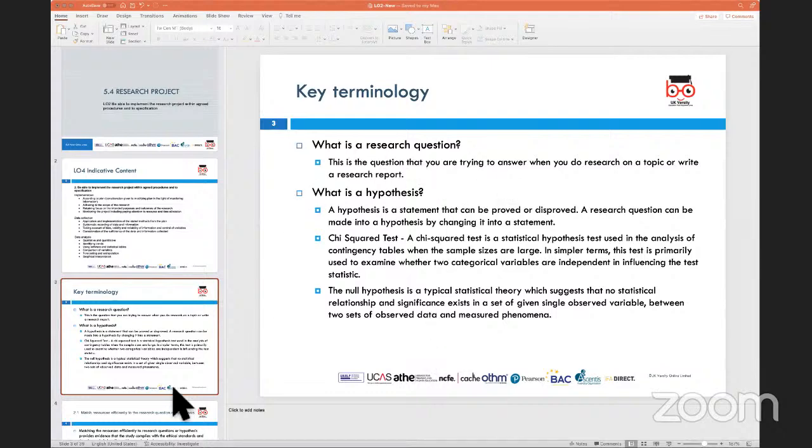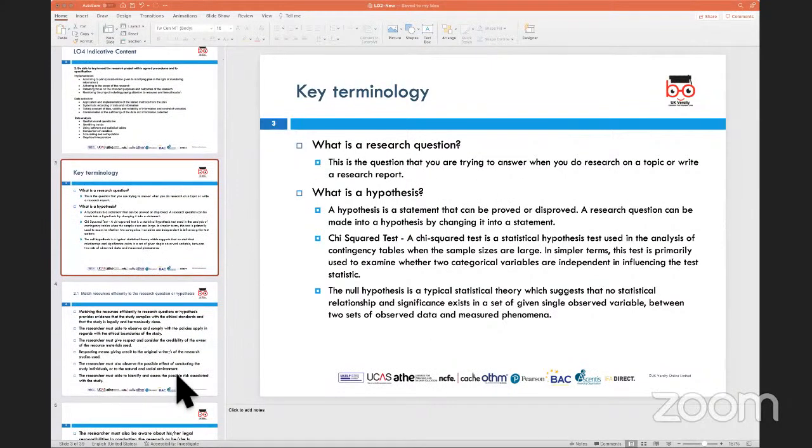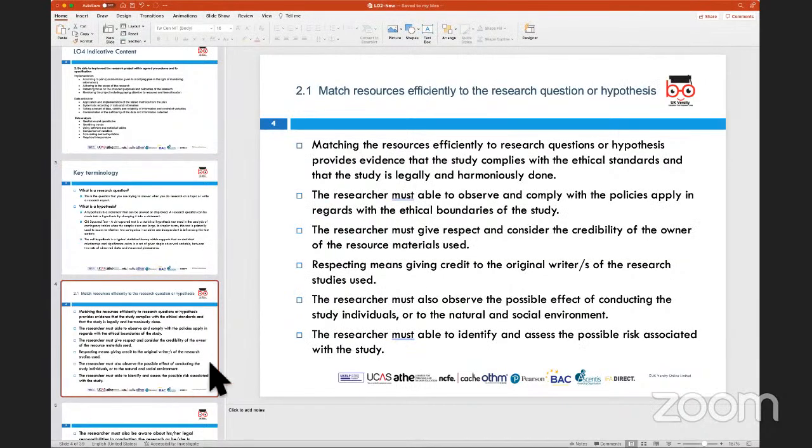So with this broad understanding, let's get into some of the assessment criteria related to learning outcome 2 that we want to discuss today. The first one talks about matching resources efficiently to the research question or hypothesis. One of the key things, as I mentioned just now, is that your hypothesis needs to be related to your primary research question. When we put together research objectives, we need to make sure that we have enough resources and that our conceptual framework or hypothesis is going to sufficiently test those objectives when we carry out the research.